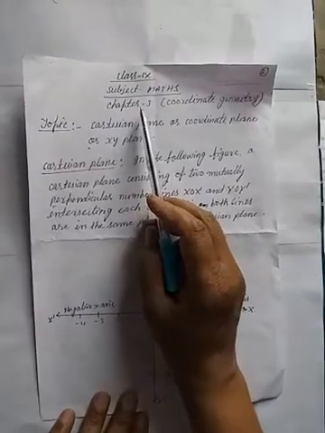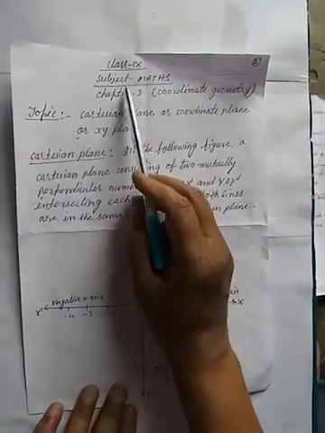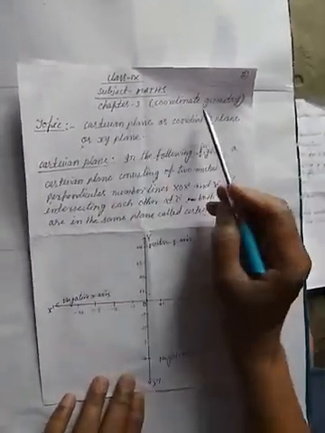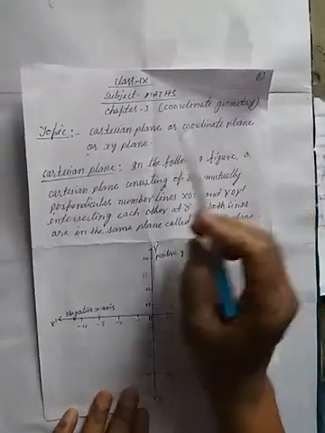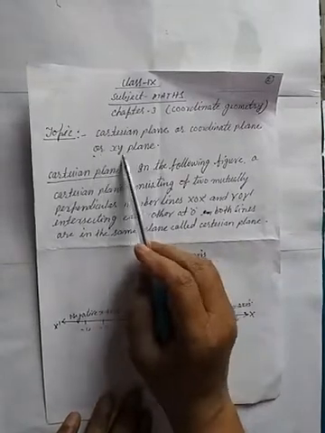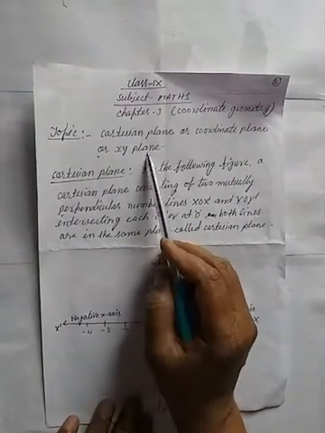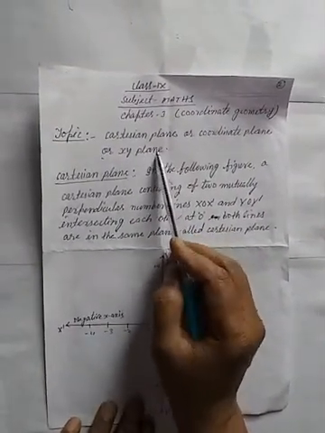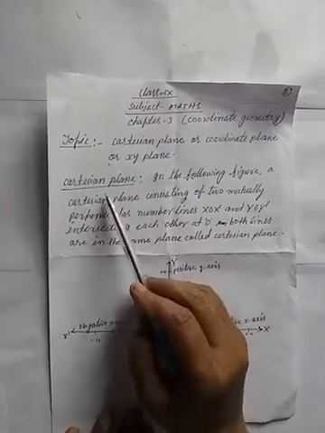My dear lovely students, class 9, subject math, chapter 3, coordinate geometry. Today our topic is the Cartesian plane, or coordinate plane, or xy plane. So we can say any name. Okay students, now what is the Cartesian plane?